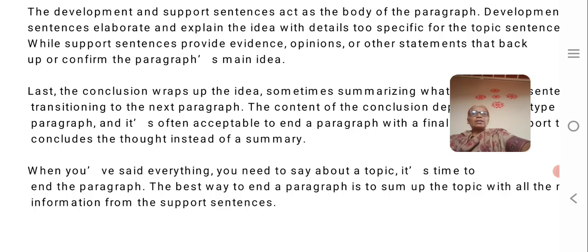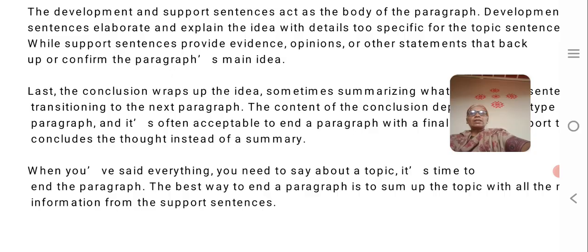The topic sentence is the most important sentence in a paragraph. It introduces the main idea or point that the paragraph will discuss. Topic sentences should be clear, concise, and focused. It usually appears at the beginning.